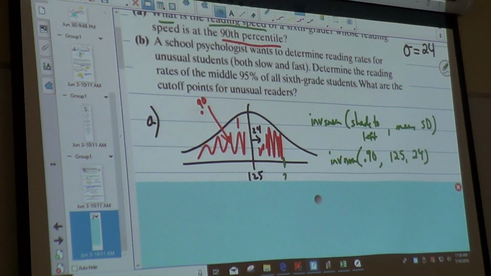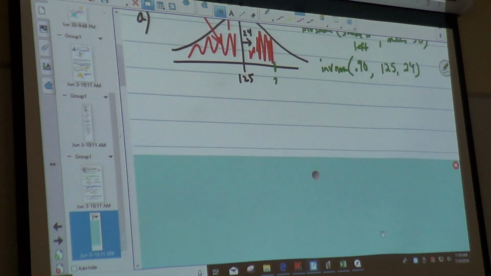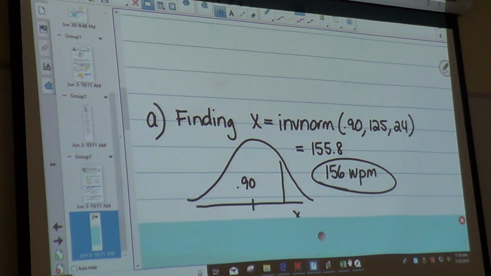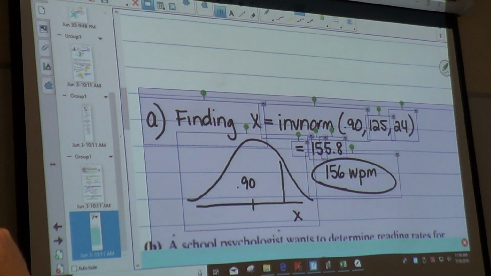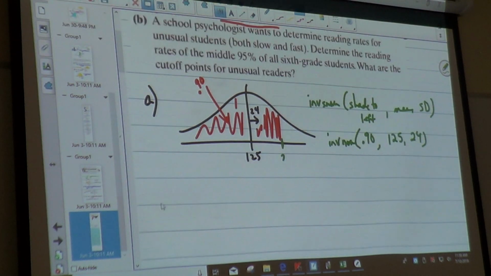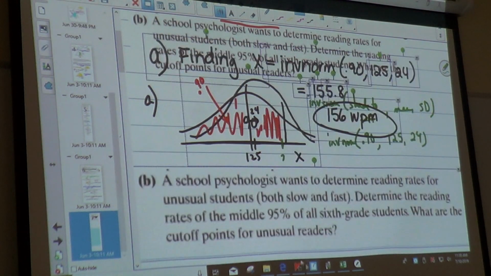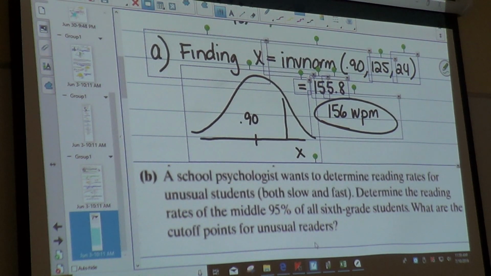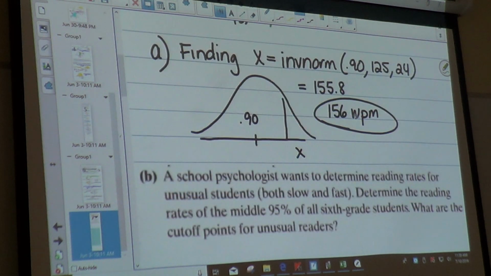And when I type that in my calculator, there we go. It's 155.78, I think is what it ended up being. Let me pull that up as well. 155.78 or 155.8 or 156, according to how your MyMathLab tells you to round it.